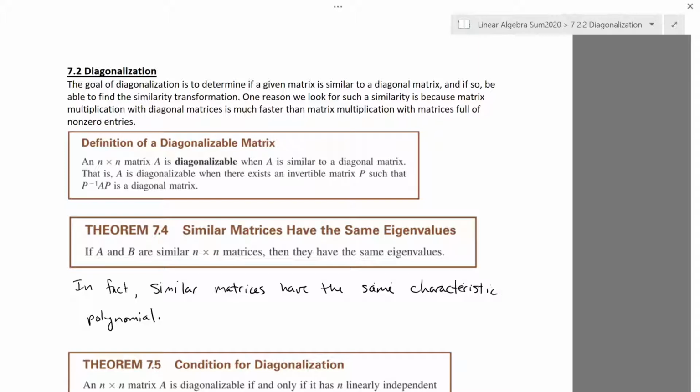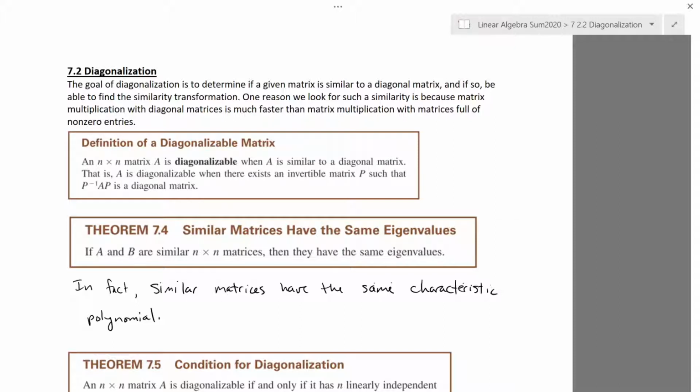So one of the reasons we want to look for similarities to diagonal matrices is because matrix multiplication with diagonal matrices is much faster than matrix multiplications with matrices full of non-zero entries, right? Because multiplying two diagonal matrices, you just multiply the corresponding diagonal entries. But ordinary matrix multiplication, for general matrices, you have to calculate a bunch of dot products.